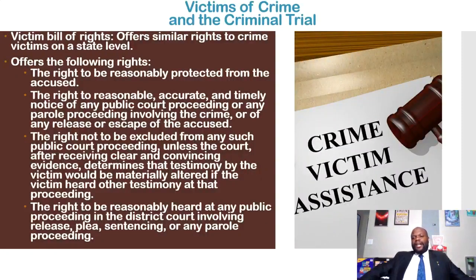With understanding how victims operate in the criminal justice system, the Victim Bill of Rights offers similar rights to crime victims on a state level. The Victim Bill of Rights gives victims a number of protections. They have the right to be heard. They have the right to be notified of a court hearing. They have the right to be protected from the accused or protected against any retaliation. They have the right to not be excluded from any public court hearing. So, in other words, they'll always be notified about court and they can certainly participate.